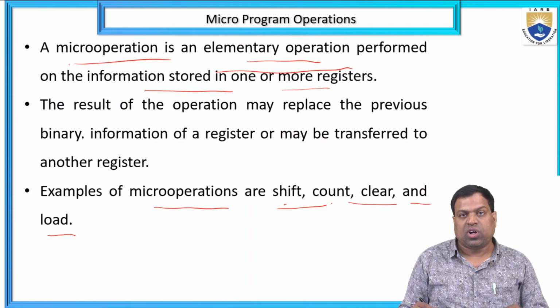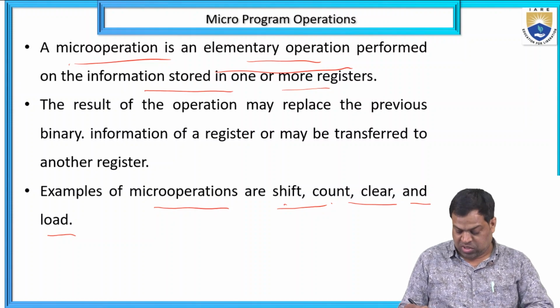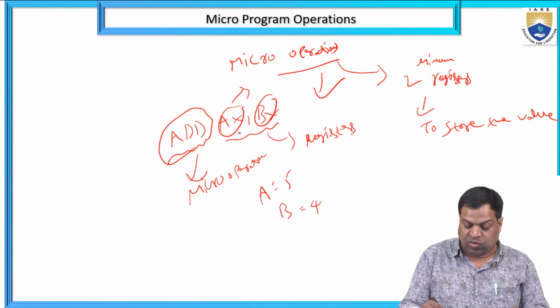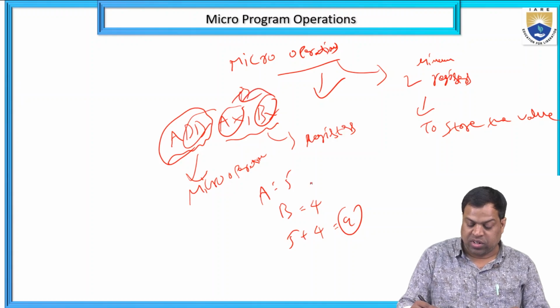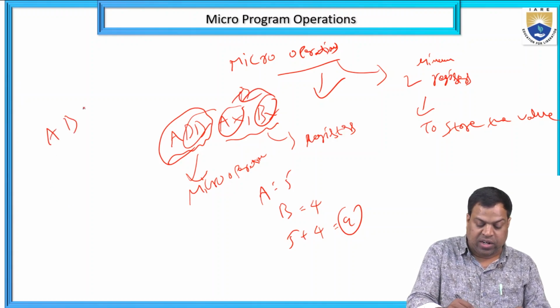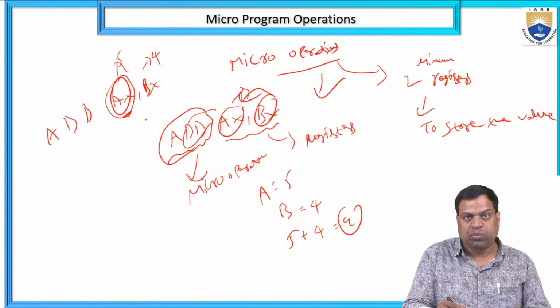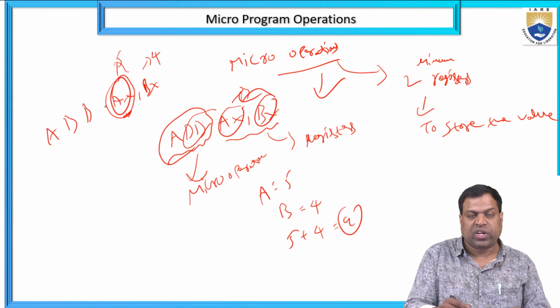And the result of the operation may replace the previous binary information of a register or may be transferred to another register. Suppose I am taking AX, BX. Here, suppose I am giving A equal to 5 and B equal to 4. What is the addition value? 5 plus 4 equals 9. So the resultant value will be stored in AX. Why? Because if I am taking add AX, BX, the left value means the first register. So the resultant value will be stored in AX because it is the left value, that means the first defined register.